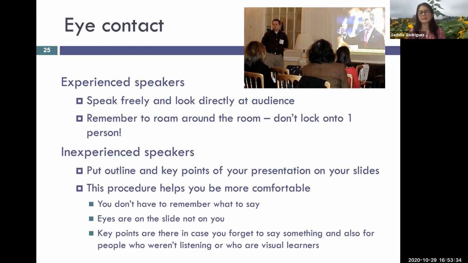So this is really different, but these are just some pointers for when you are speaking in front of people. For experienced speakers, speak freely and look directly at the audience. Remember to roam around the room and don't lock onto one person. That'll make them very uncomfortable.